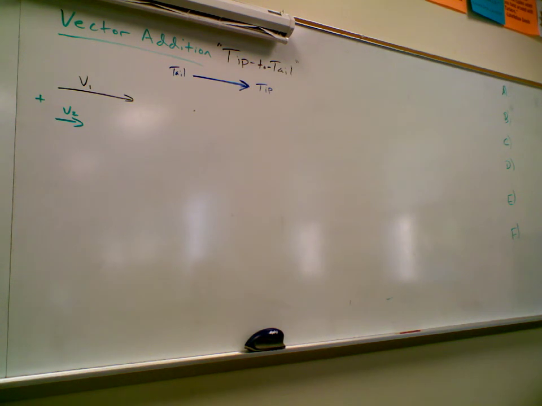Okay. So now if I want to add V1 and V2, the way I add them is I need to take the tip of one vector and put it where? On the tail of the other. Okay?